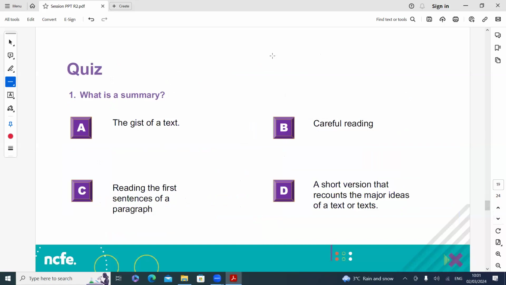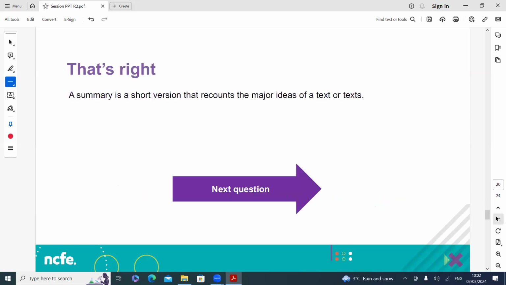Okay, we'll just quickly do our quiz so you can unmute yourselves. What is a summary? The gist of a text, careful reading, reading the first sentences of a paragraph, or a short version recounting the major ideas. So which one is it? A, B, C, or D? D. Good. Short version. Well done.